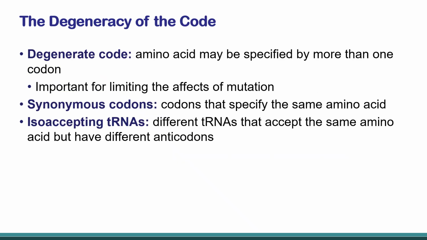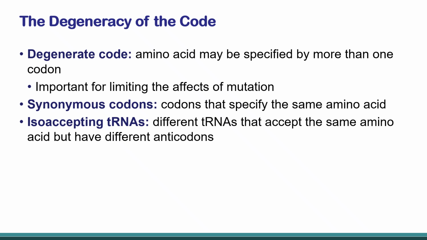Because there are multiple codons for a single amino acid, we call our code degenerate. This just means that there are multiple ways to code for a single amino acid. If you look at your codon chart, you will see that we have multiple codes for every single one of them. We have at least 2 besides methionine for all of our amino acids. We call these codons that code for the same amino acid synonymous codons. And this degenerate code actually leads to the ability of our tRNAs to take on a special function.